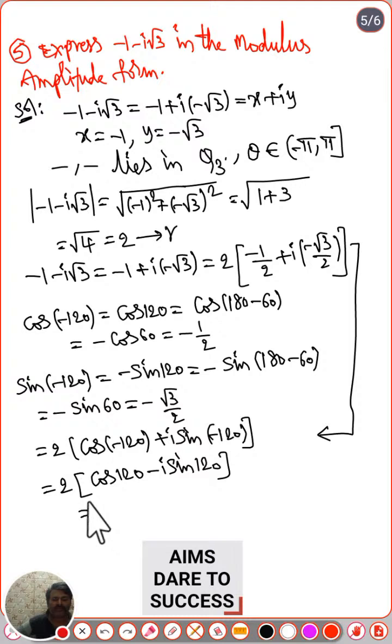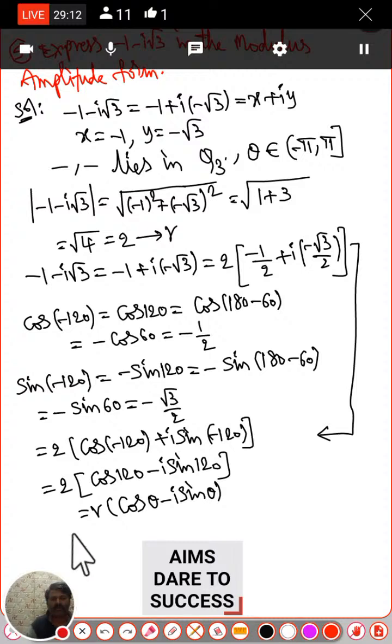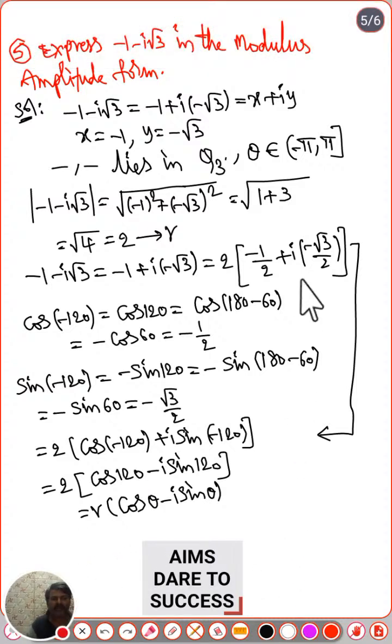This is in the polar form, r into cos theta plus i sin theta. Here i into sin theta has a negative symbol, so minus i sin 120. Okay, so this is the required answer. I hope you all are understanding clearly, my dears.